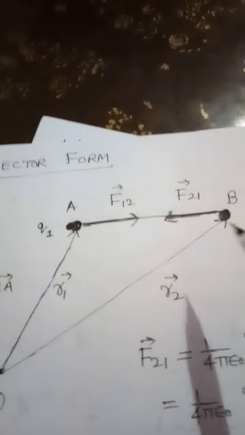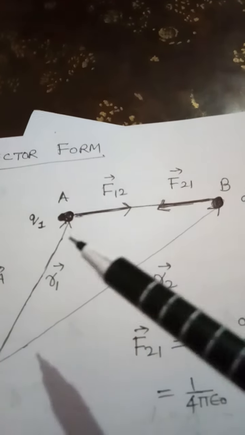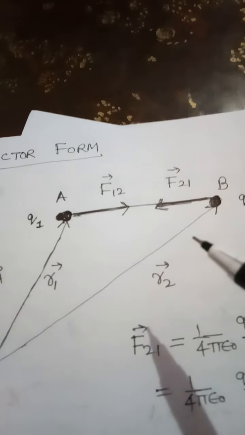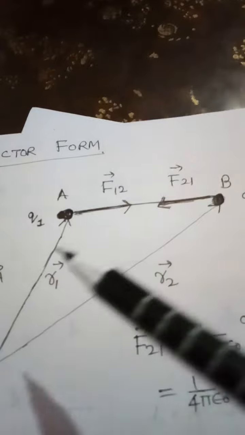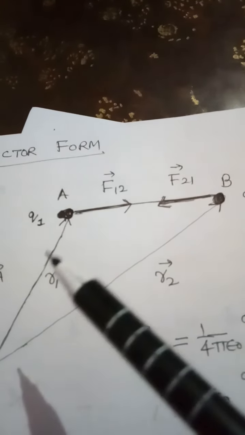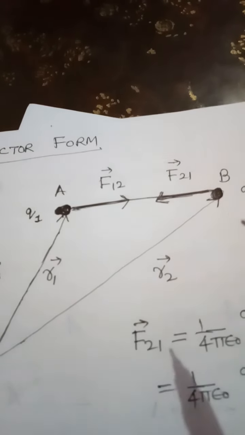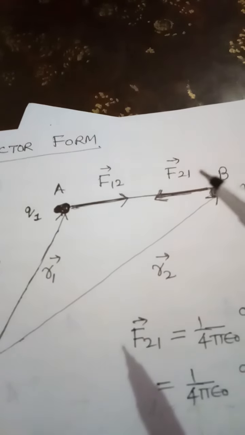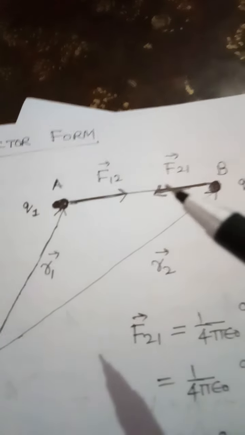Here you can see two charges q1 and q2 are kept. Here q1 and q2 are of opposite nature, so that they attract each other. So at A and B, charges q1 and q2 are kept. The force on 1 due to 2 is expressed as F12, and on second due to 1 is expressed as F21. The directions are marked here, F12 and F21.